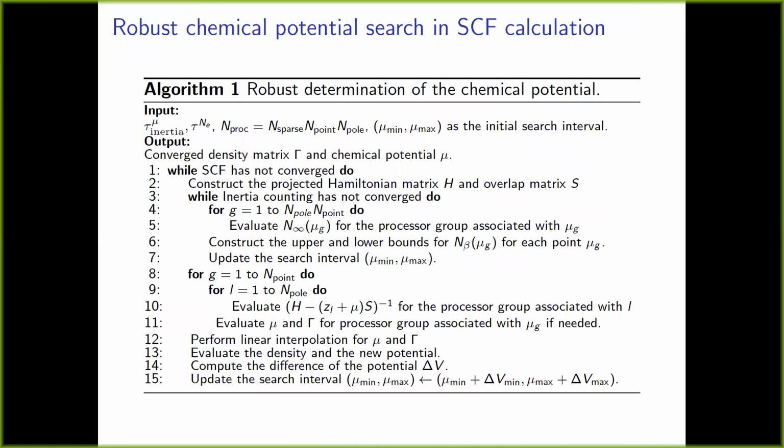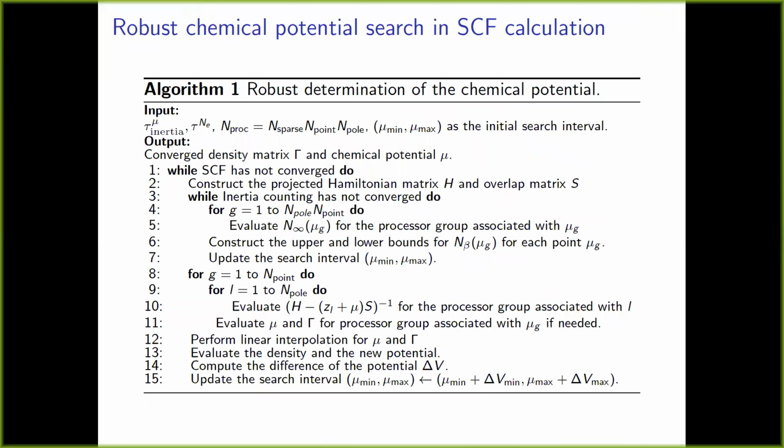Sorry, what's the delta V min and delta V max? So the minimum value of delta V and the maximum value of delta V. You have two potentials, and you use one potential to minus the other one, and get the differences.